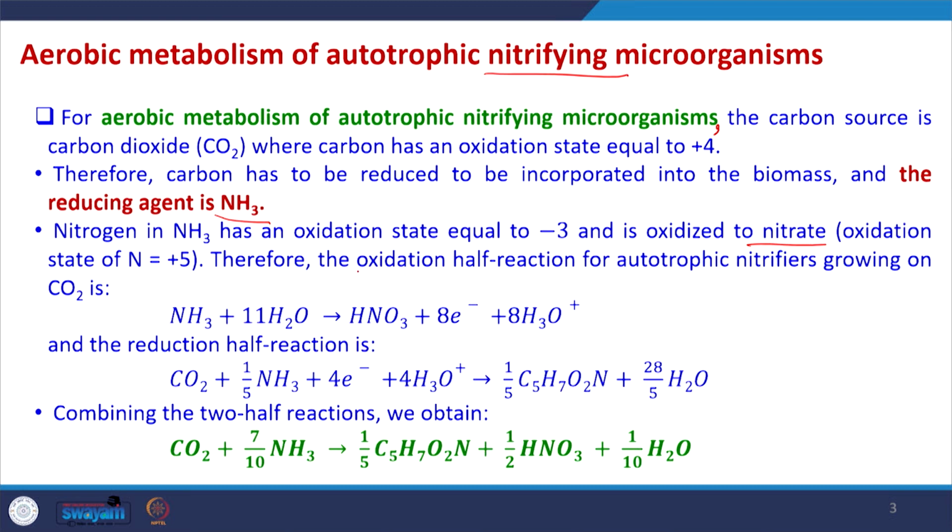Therefore, the oxidation half reaction for these autotrophic nitrifiers growing on CO2 is this: ammonia reacts with water to form HNO3 with some electrons released. Similarly, in the reduction half reaction the CO2 is utilized along with ammonia and these electrons to form the microorganism. Combining both reactions, we have CO2 utilized along with ammonia to form microorganism, HNO3 and H2O. This is the overall aerobic metabolism of nitrifying microorganisms.